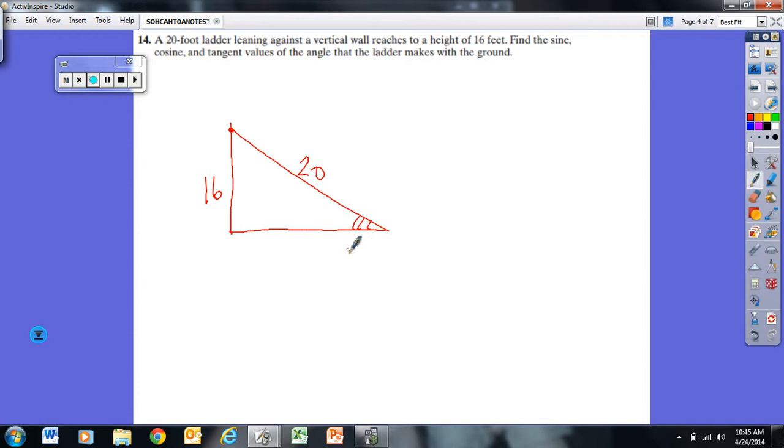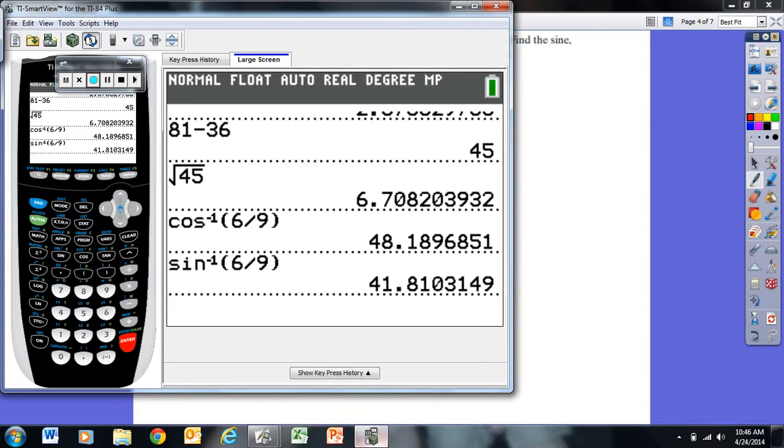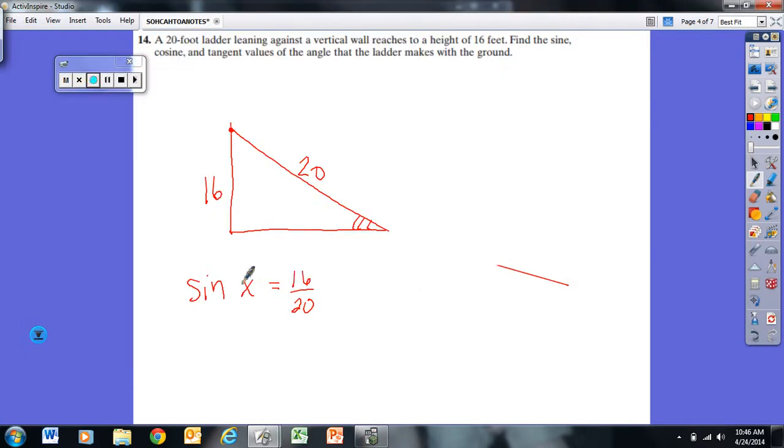It said this one. So which sides are we given? We're given opposite and hypotenuse. What function uses opposite and hypotenuse? Well, that would be sine. Sine of the angle, which we don't know what it is, equals 16 over 20. Let's find what the angle is. So remember, when the variable is here, ooh, edit undo.